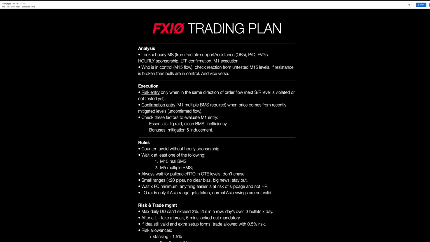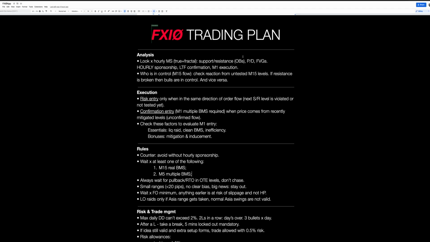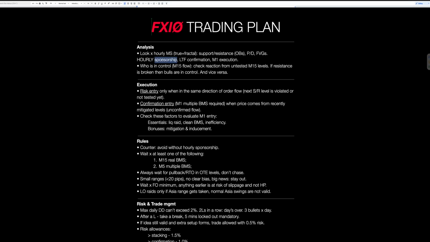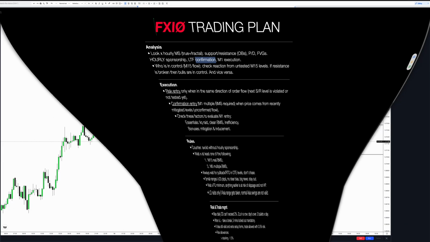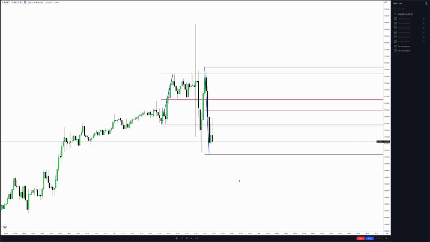What is going on here? Hourly sponsorship, low time frame confirmation, and M1 or M5 for execution, okay? So for me now, this is the confirmation of the flow. For me, M15 gives me the direction of where I need to try to go, okay? Weak high, weak low, strong high, strong lows. This is what I look at.